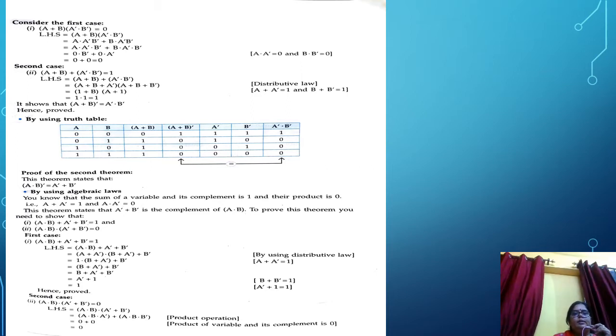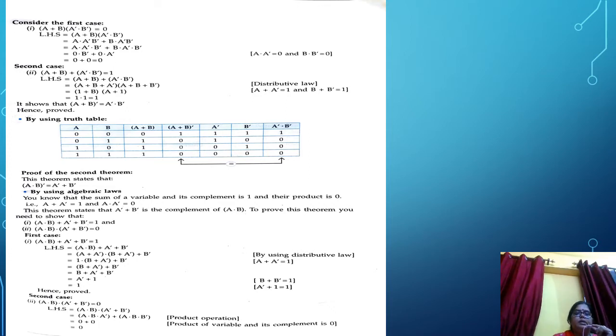Okay. In the second case also it has been proved. In the first case we have proved that it is 0. In the second case we have to prove 1. I have previously told you all that every law has a reverse of it. If one is A, then the second will be A'. So if one is 0, then the second is 1. In this, see how we have solved it.